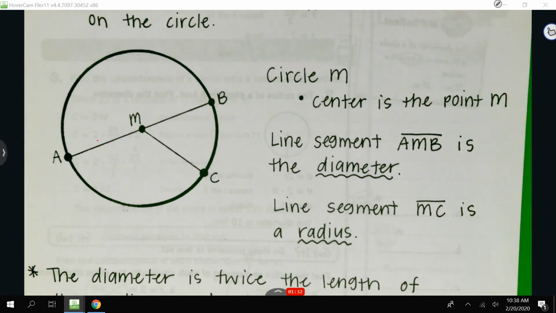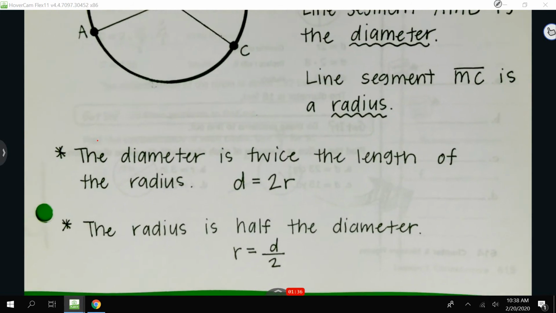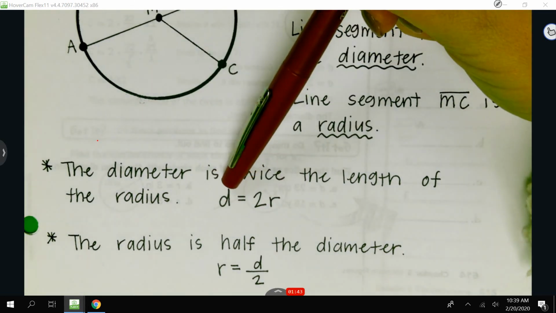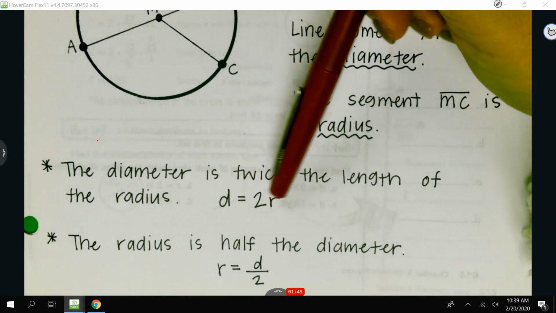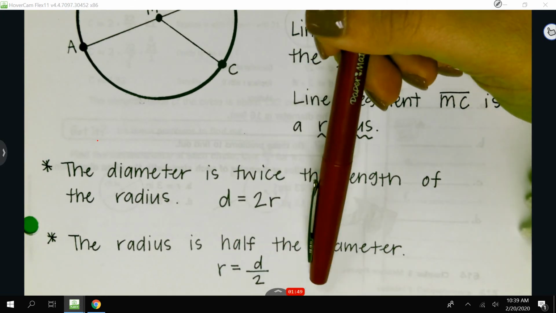Okay. So we've got two formulas down there at the bottom that we can use. If you know your diameter, you can find the radius, and vice versa. If you know the radius, you can find the diameter. So diameter is going to be 2 times the radius, and then your radius is going to be the diameter divided by 2.